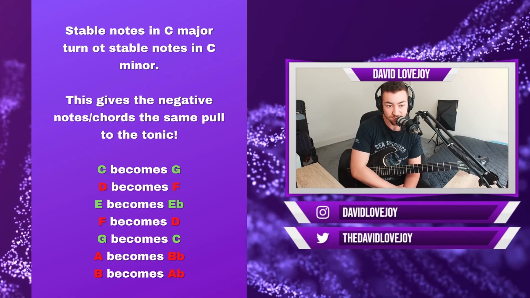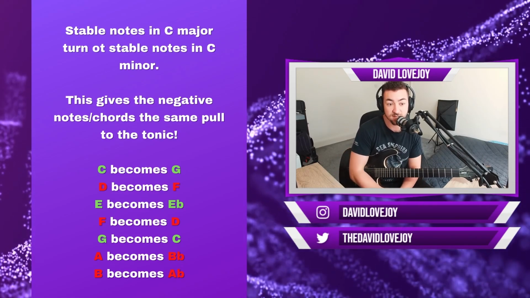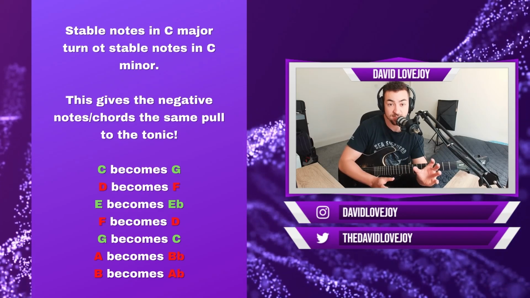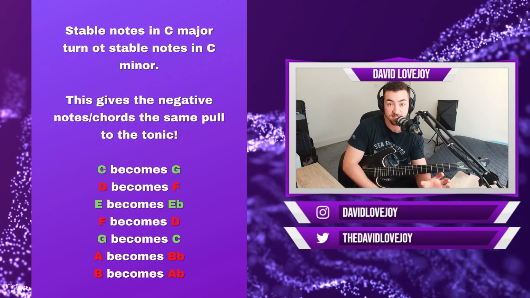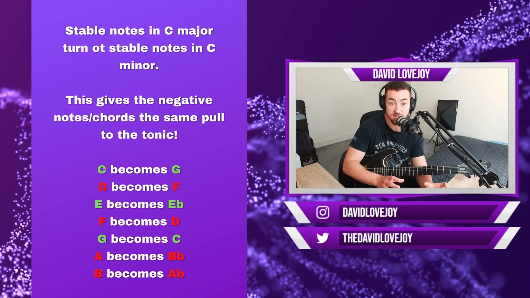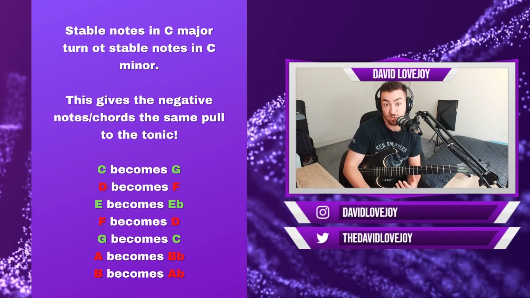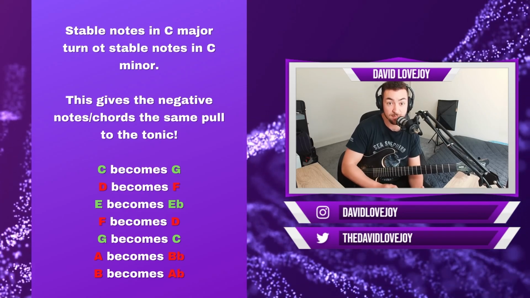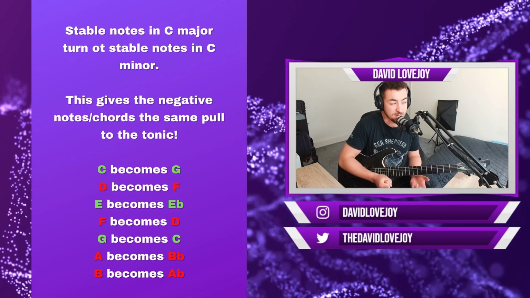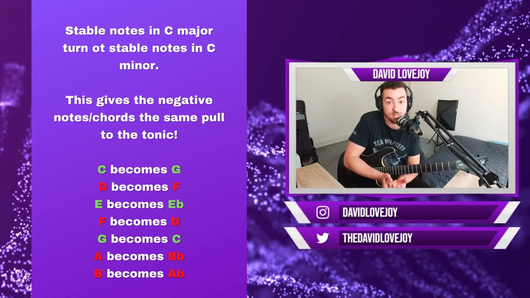Never mind. So basically what this does is it turns, as I said, the C major stable and active notes into the C minor stable and active notes. This gives the negative notes and chords the same amount of pull and tension going towards that tonic C.